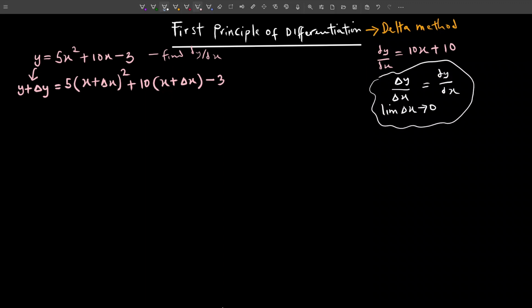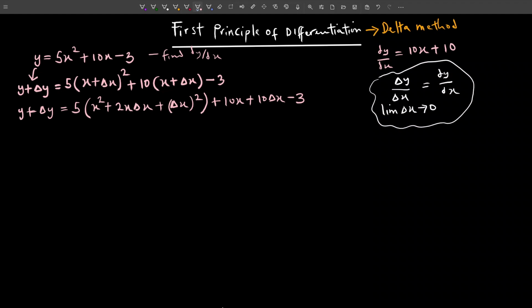So solving this now, what do we have? We have y plus change in y is equal to 5 into bracket. Expanding this will give me x squared plus 2x change in x plus change in x all squared. I encourage you to do this on your own and try to expand this expression. Plus, opening the bracket here, we are going to have 10x plus 10 times change in x will give me 10 change in x, minus 3. Don't forget, I'll try to get dy/dx.